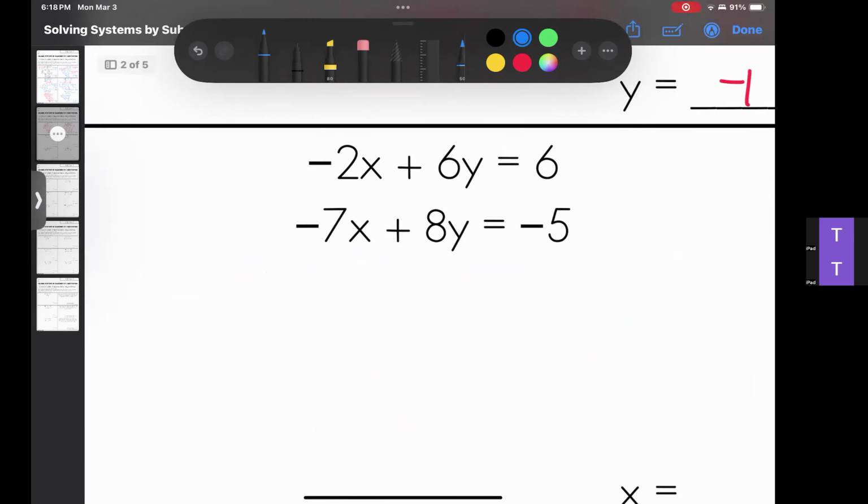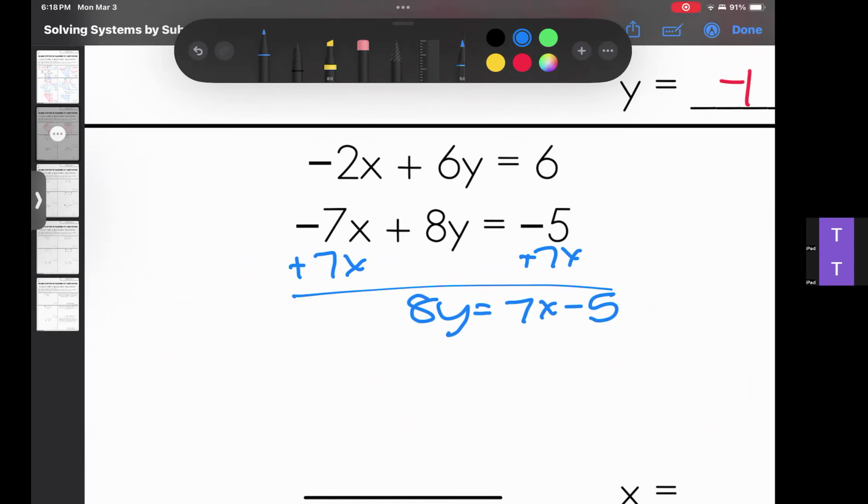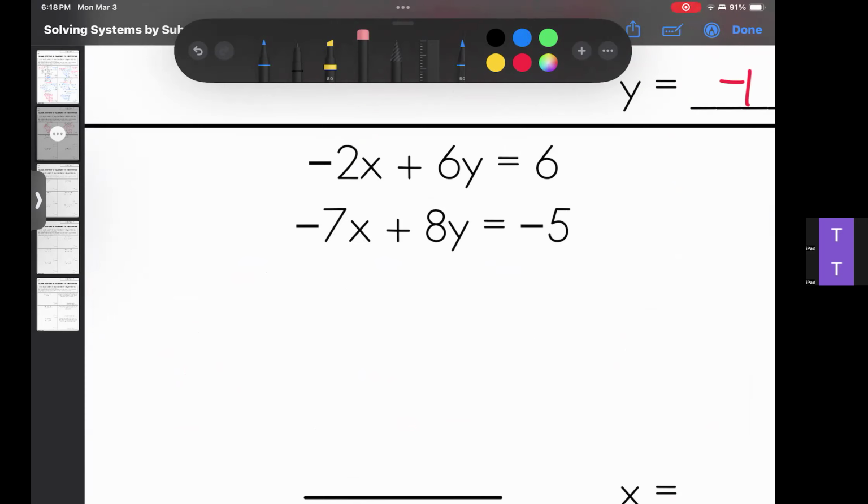Over here, we don't have either. That is not setting us up for success, so we have to do the work. I'm going to add 7x to both sides. 8y is equal to 7x minus 5. I'm going to divide both sides by 8. Oh, this one's miserable. I do not like that. Let's try the other one and see if it's any better. One of them is going to be bad, but let's see if we can pick the path of least resistance. Let's bring this one down and see if this one's friendlier.